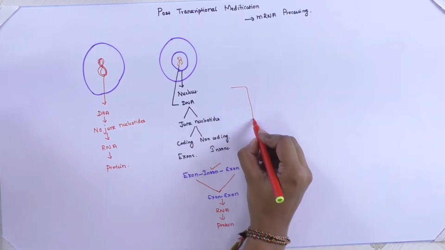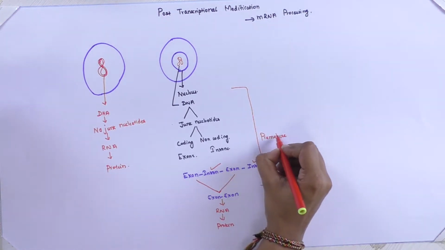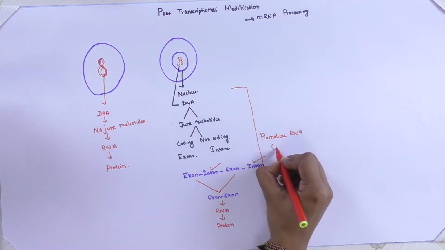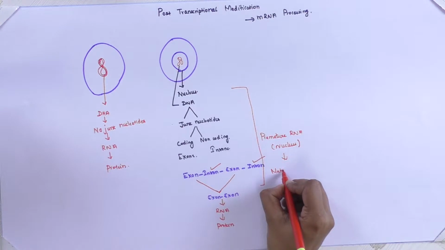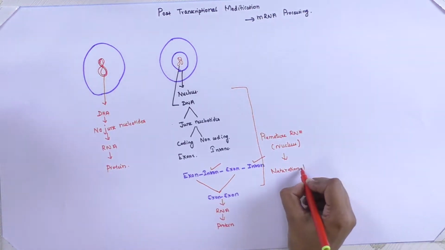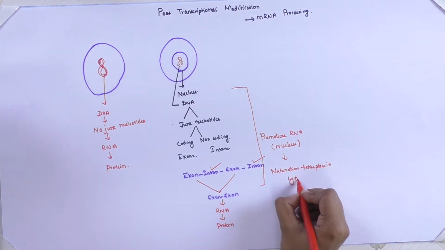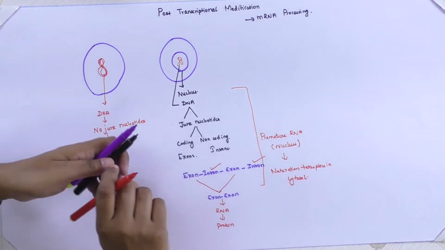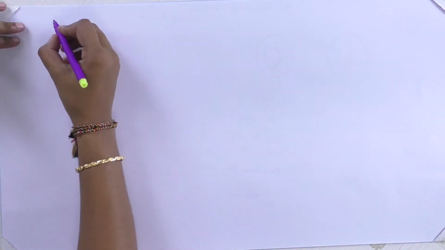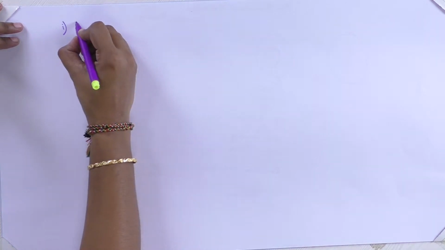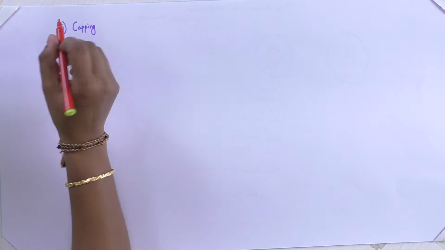So until this process, we call it premature RNA, and it is present within the nucleus. Maturation takes place in the cytosol. So the first process we're going to look at here is capping. You can term it as 5' capping.